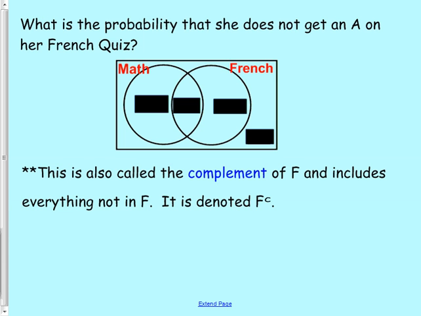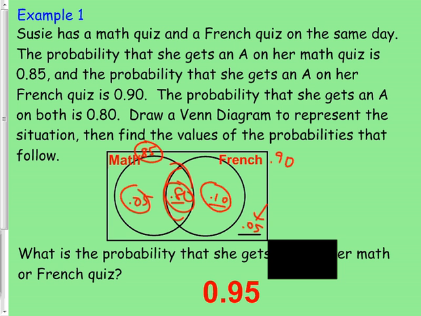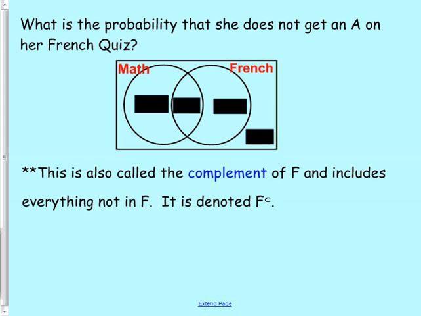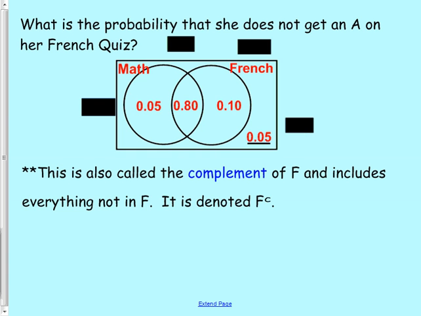You know what? I don't understand this slide. I'm going to try to make sure I understand it first. What's the probability she does not get an A on her French quiz? I don't understand why all the numbers are blocked out here. We can just add them right here. 5, 80, 10, 5. I guess I'm just going to reveal them. There we go. Okay. We already knew those numbers.